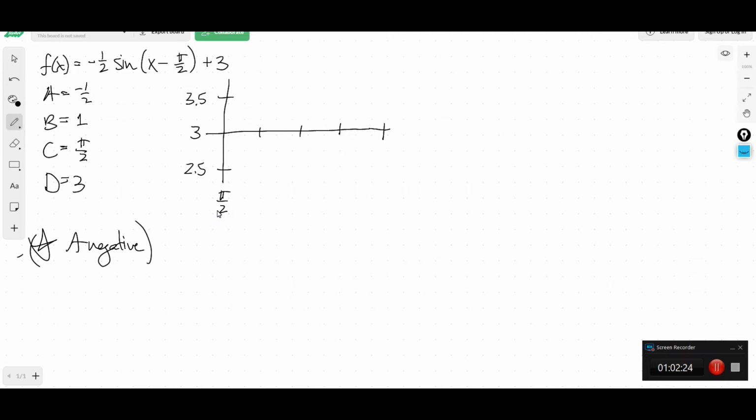Let's see. I'm going to use the period, which is 2 pi over b, which is 2 pi over 1. Alright, so the period is 2 pi. That's helpful. So I then make my key points. I have pi over 2, and I end 2 pi later. Well, I don't know my ending point actually, but I do know how to find my key points.